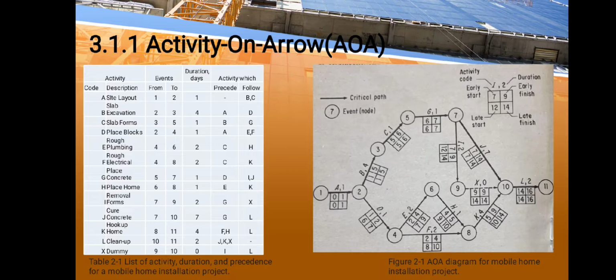Total float, or TF. This is the amount of time that an activity may be delayed without delaying the completion of the project. It is equal to the difference between the late start and the early start, or late finish and early finish. TF equals LS minus ES equals LF minus EF. In figure 2-1, the total float of activity I is 5 days, 10 minus 5.